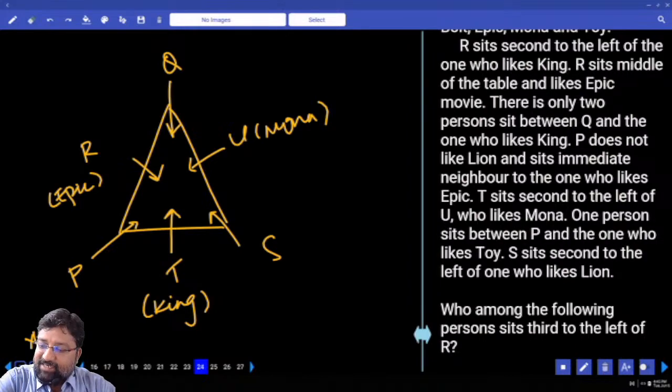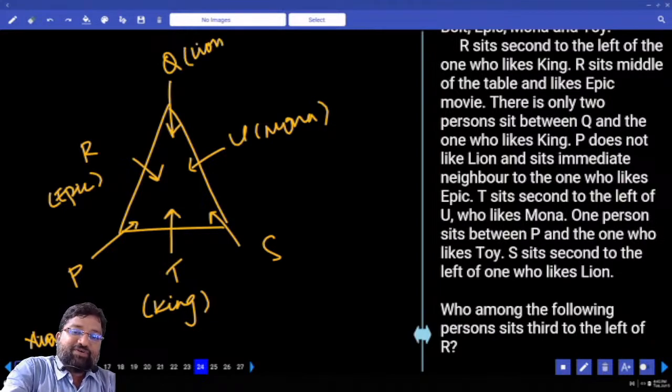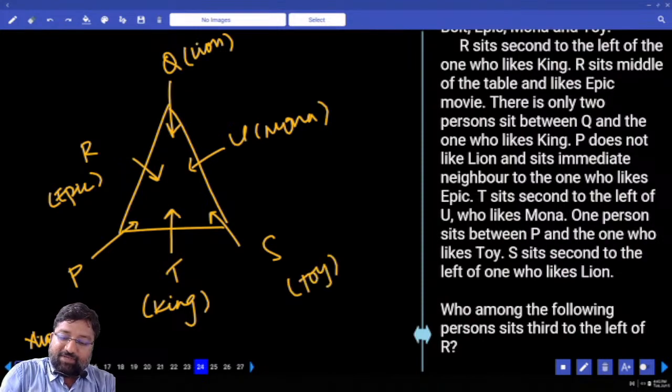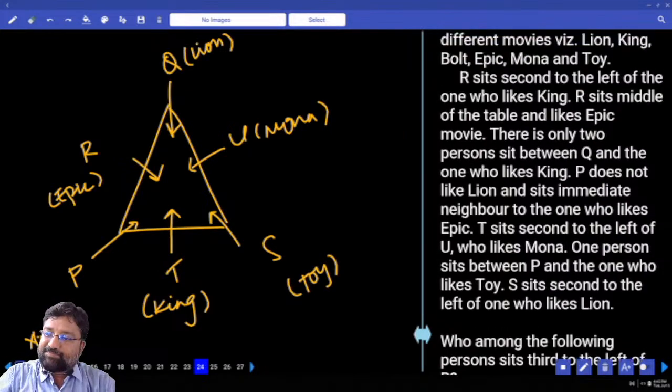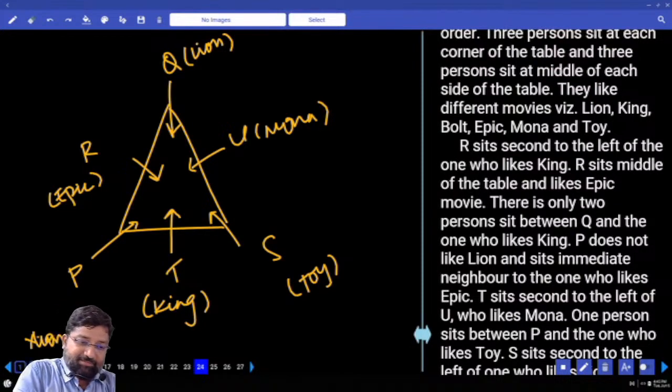S sits second to the left of the one who likes Lion. Lion sits second to the right of S. So one person between P and Toy. What is the movie left out for P? Bolt.